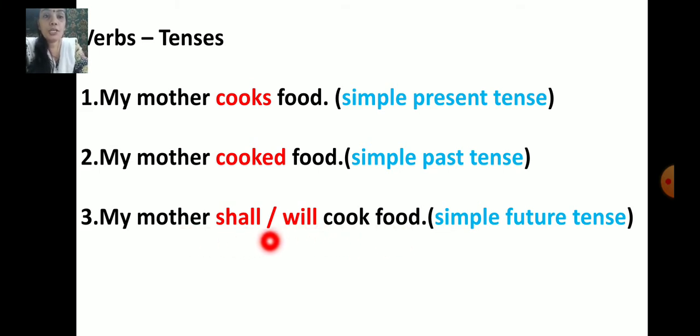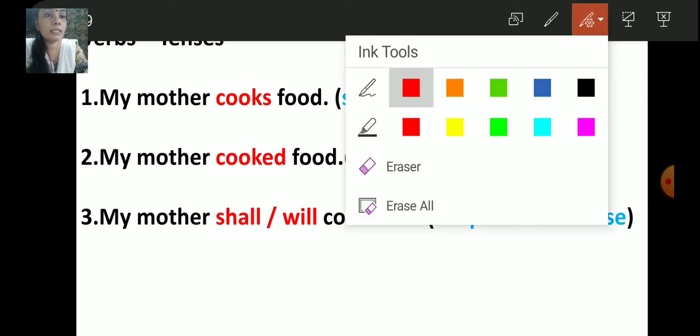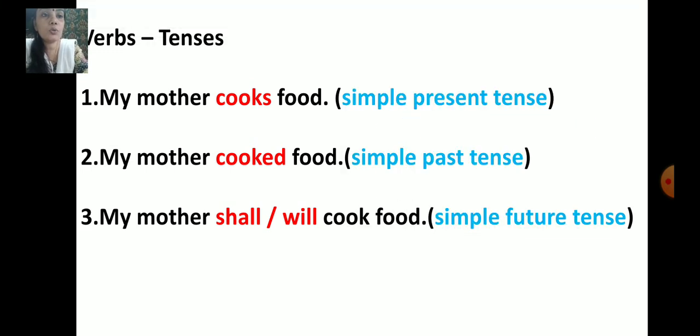So here the words cooks, cooked, shall or will. Let's underline this, cooks.